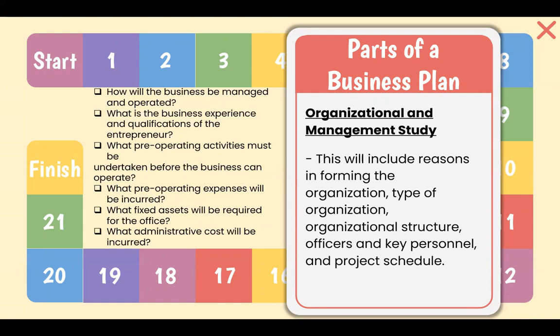Number 5, organizational and management study. This will include reasons for forming the organization, type of organization, organizational structure, officers, and the key personnel and project schedule. These are the guide questions to make an organizational and management study. How will the business be managed and operated? What is the business experience and qualifications of the entrepreneur?